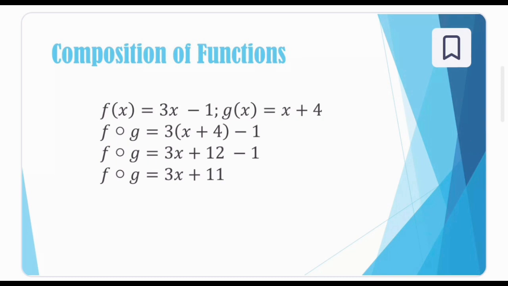So using the distributive property, we can easily multiply the given equation. So 3 times x is equals to 3x, and 3 times 4 is equals to 12. And bring down 1 since walang kasamang variable. So f of g is equals to 3x plus 11. So clearly, ito na ang final answer kasi hindi na ito masisimplify.